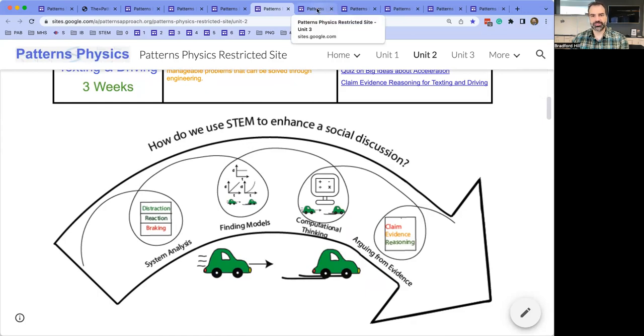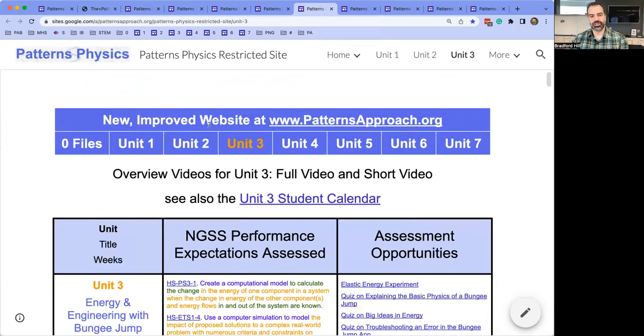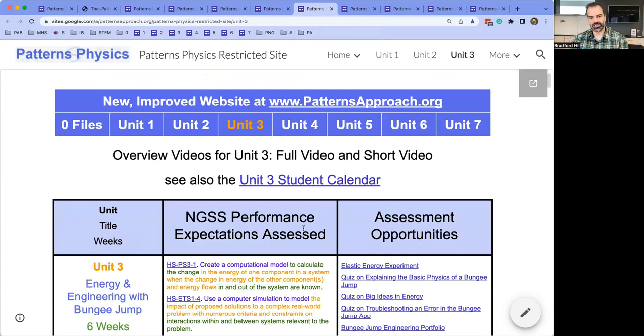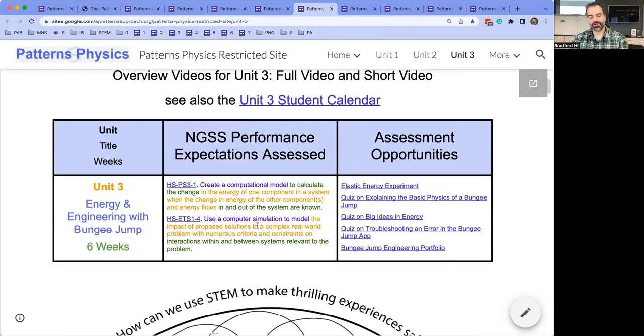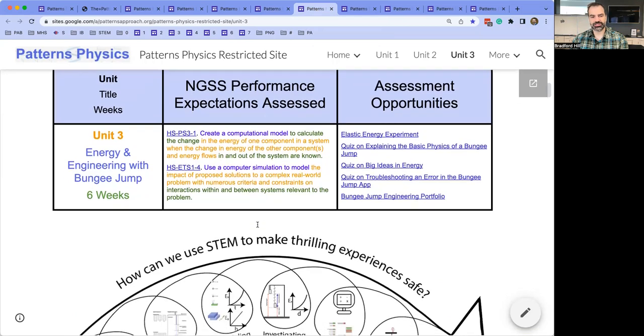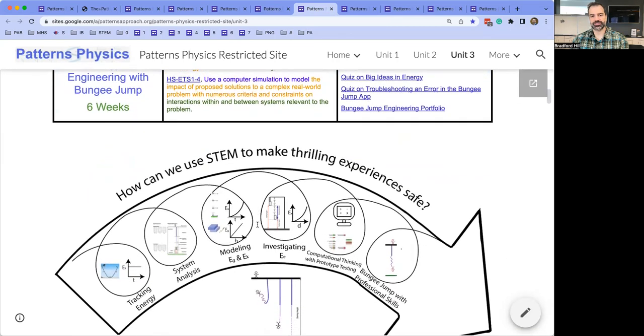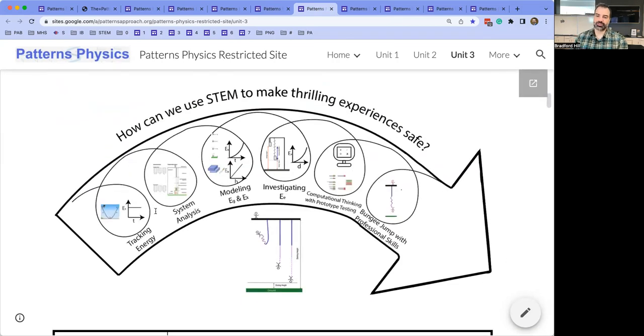All right, to keep this video short, I'm going to move to Unit 3. And you can see we're starting to add in more performance expectations as the year goes on. And let me get down to the arrow. This one is themed around making a bungee jump app for a local amusement park.